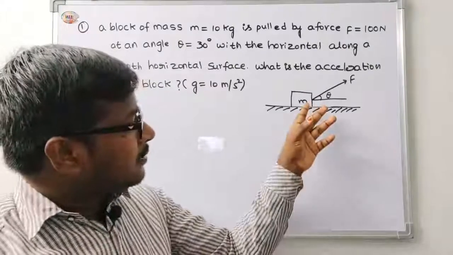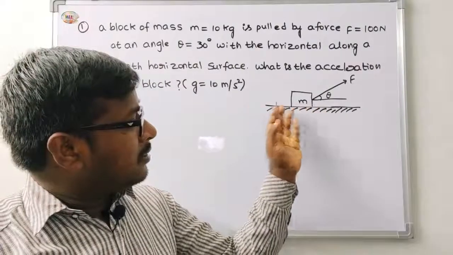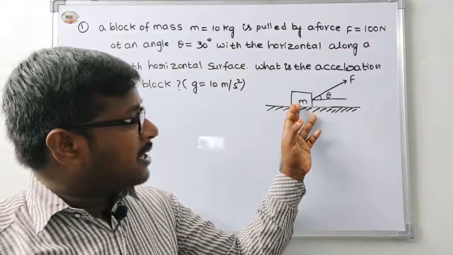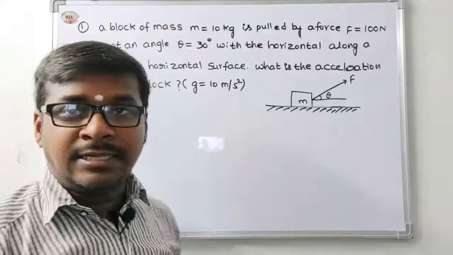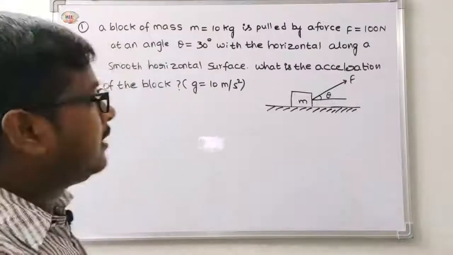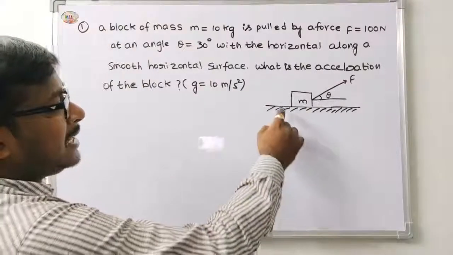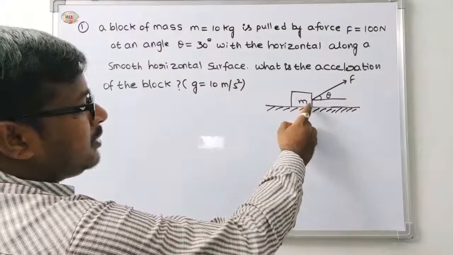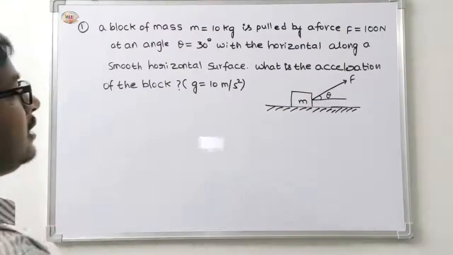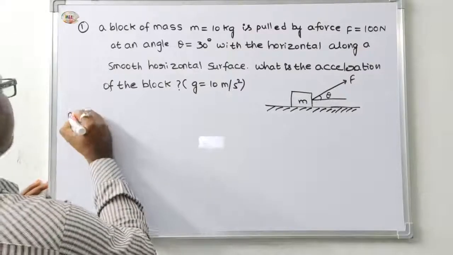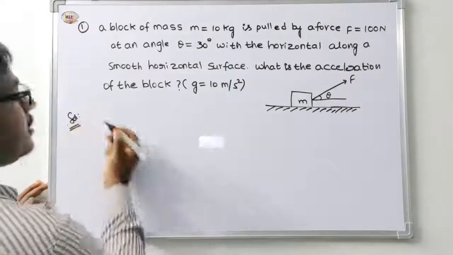Consider a block of mass m moving along the horizontal surface. The forces acting on the body are decomposed along the x and y axes. In this problem, first draw the free body diagram.